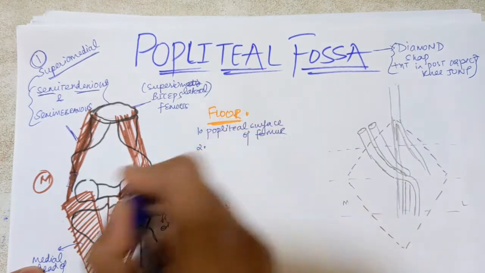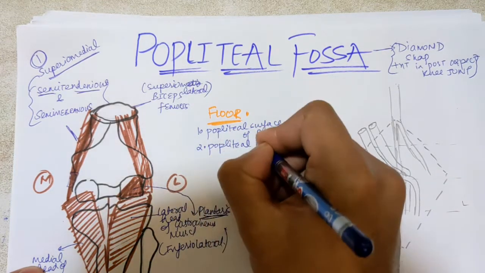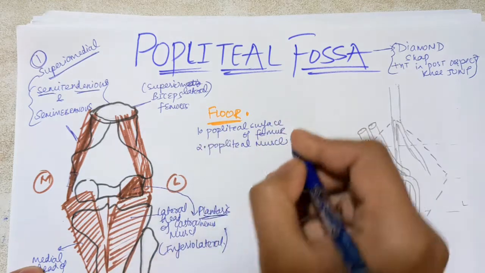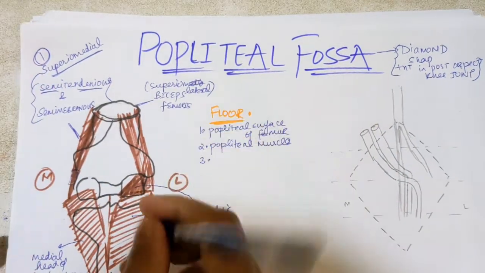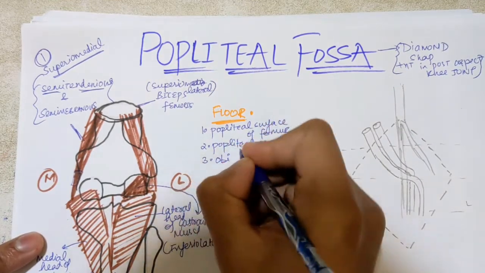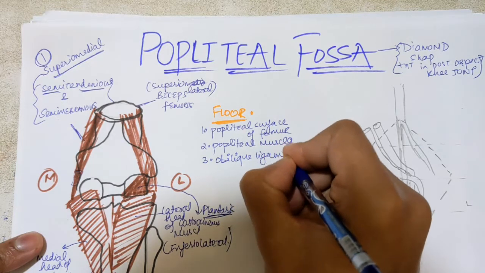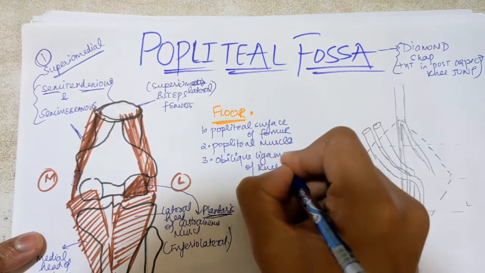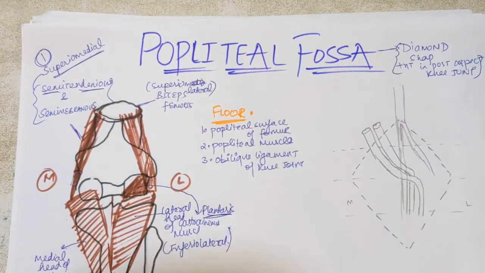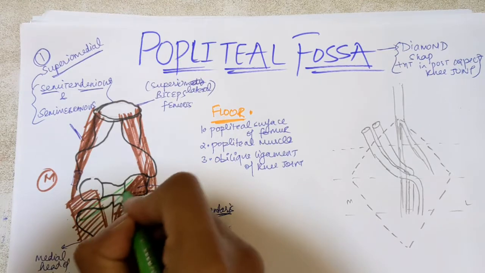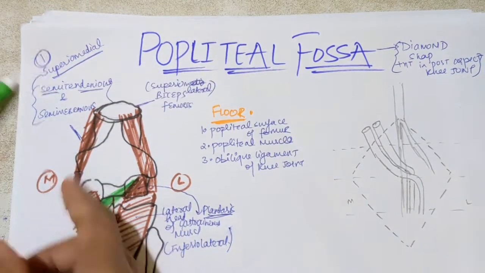Second, you can see the popliteal muscle will be present. The popliteal muscle will be forming the floor, which will be attaching to the popliteal surface of the femur. And third, you can see one ligament of the knee joint, the posterior ligament, the oblique ligament of the knee joint. I'm drawing that ligament here. You can see it is present like this, with the green. So this oblique ligament will be forming your floor. So this much is clear.